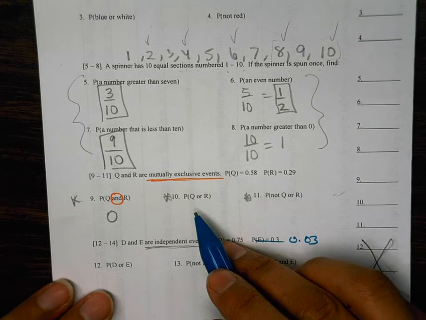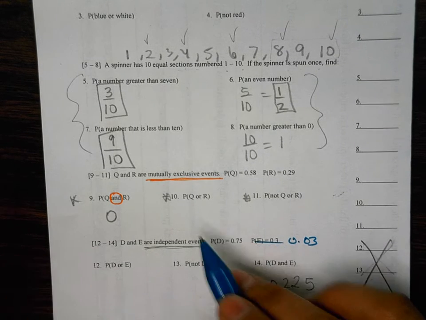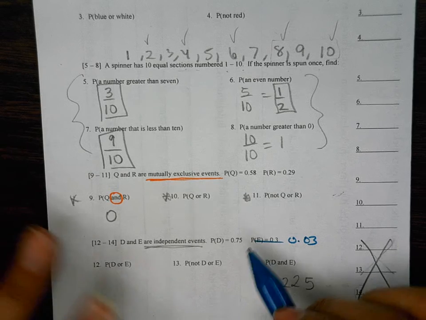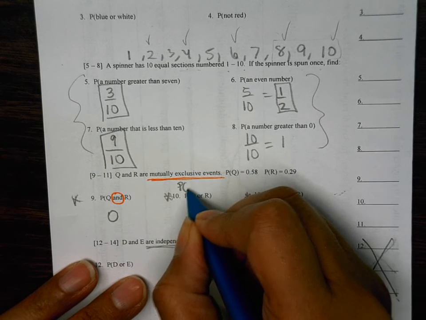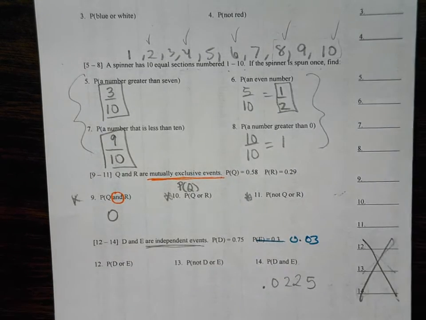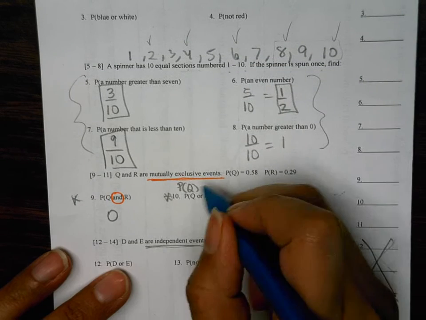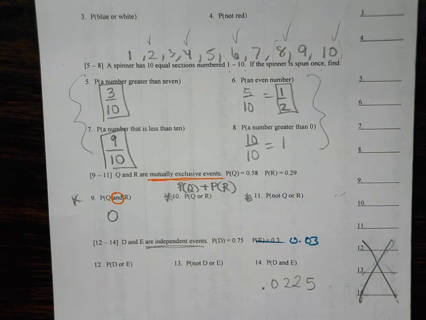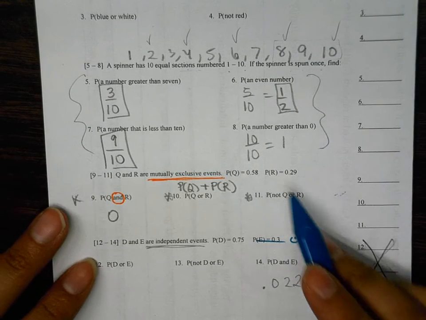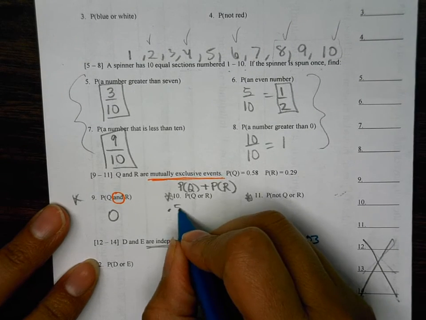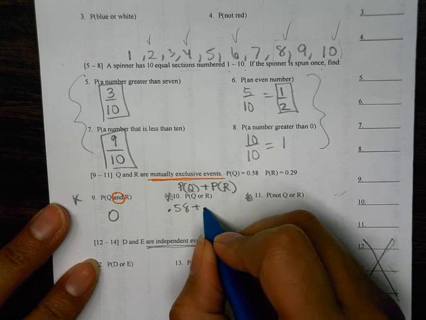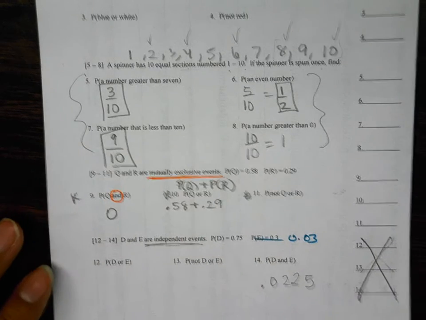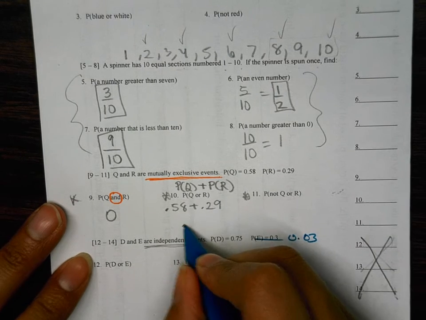Now Q or R. Who remembers the formula for mutually exclusive Q or R? Do you multiply them or add them? Add them. P of Q plus P of R. So what's Q? 0.58 plus 0.29. Can you add those together? What do you get? I got 0.87.